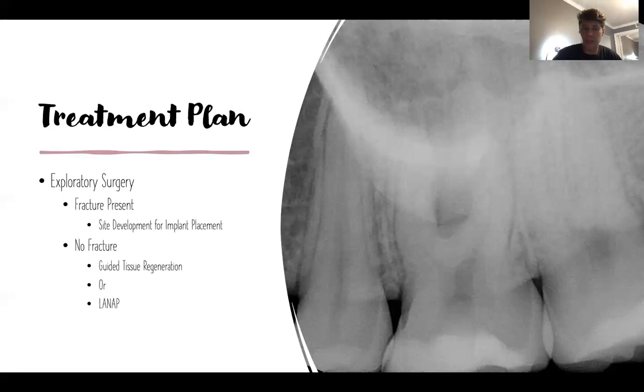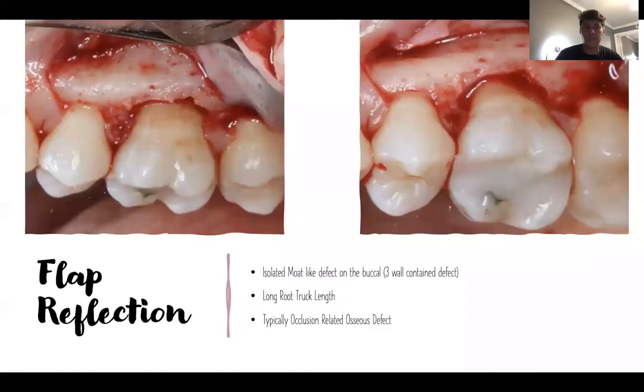We can do true guided tissue regeneration with bone grafting material and a barrier membrane, or we can use the LANAP protocol with flap reflection, which is not the true LANAP protocol, but I'll dive into this once we see some photos about why I decided to do flap reflection specifically in this case. I'm going to move my video here a little bit. So here we are.